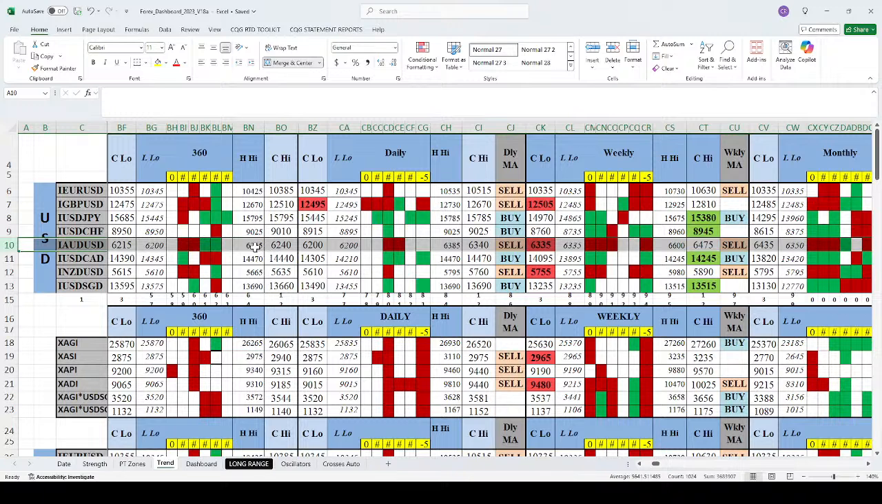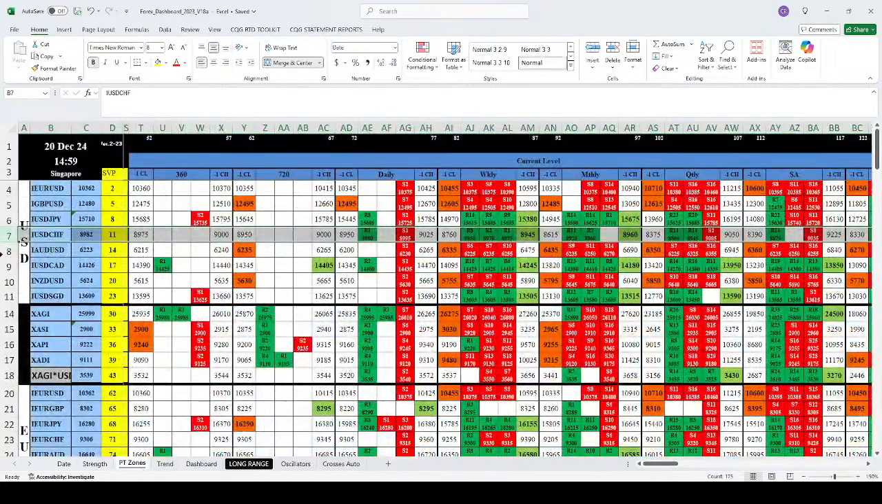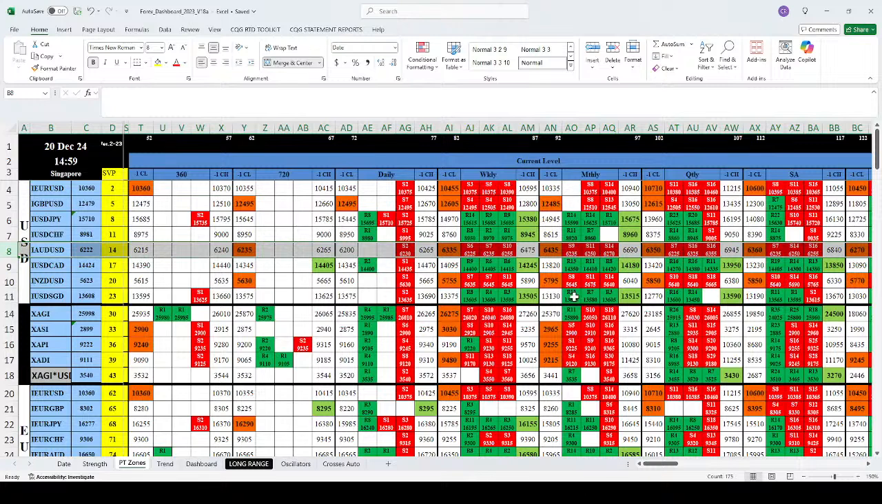On the daily, I think it tested twice at 62, so that might be a temporary base. Okay, so let's see the PT zones. PT zones: we have 360, 720 flat, flat, flat, and the daily is down. Weekly is all down, which is as expected. So that means we should be holding sell. Sell, hold, buy: then you should be a cautious buy. That means buy and exit with a very quick profit.